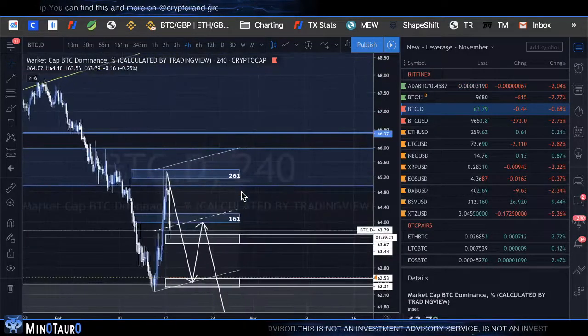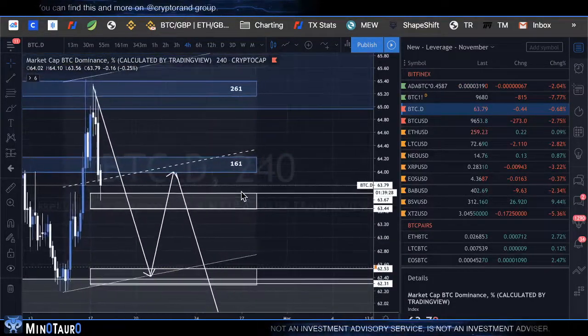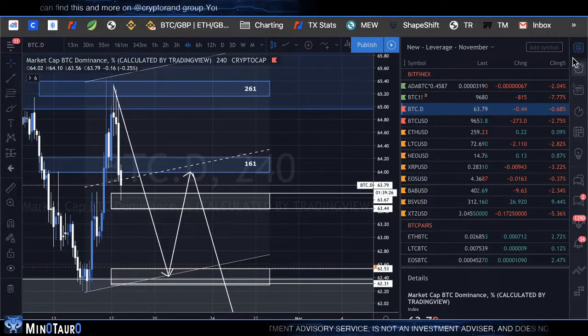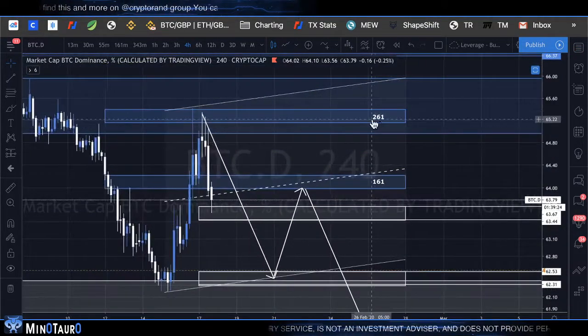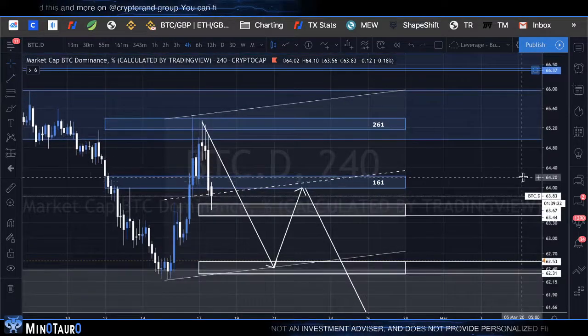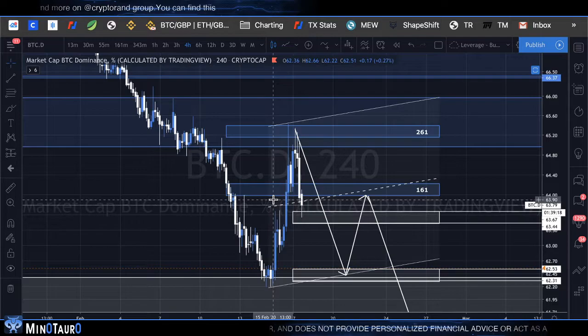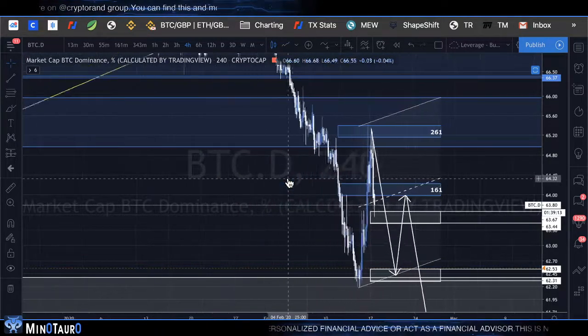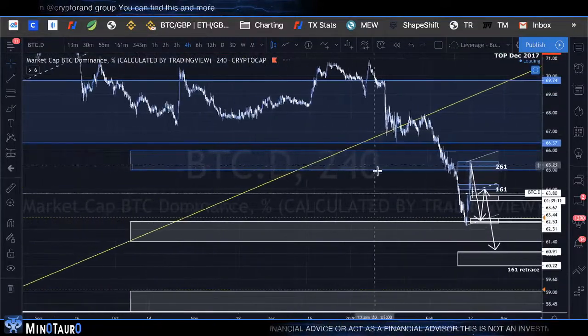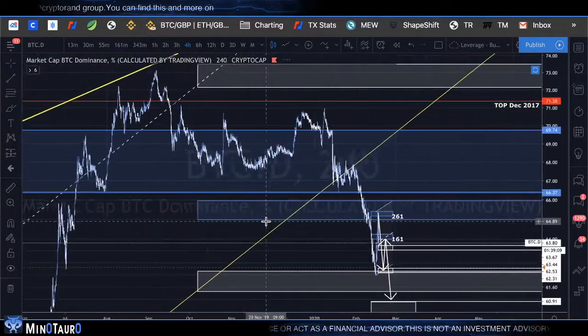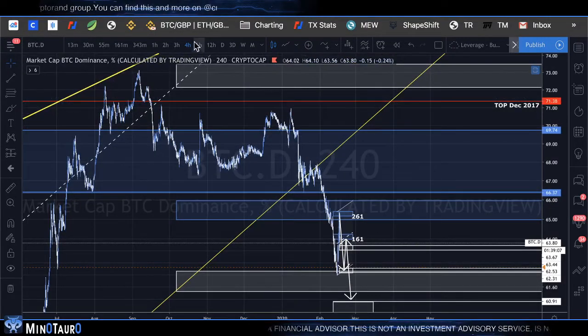Dominance moves based on a 261 pattern. If you don't know, a 261 is a Fibonacci level. So every time dominance does something, it does it in 261 steps. For example, it was at the famous retest of the top of December 17.